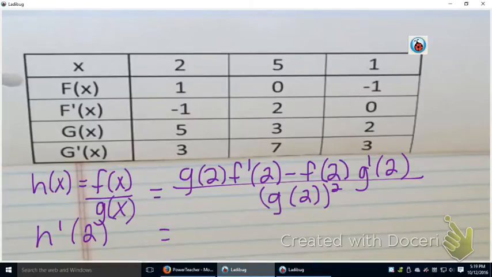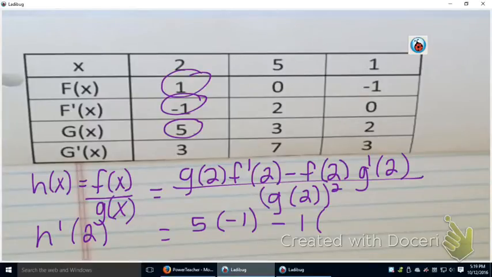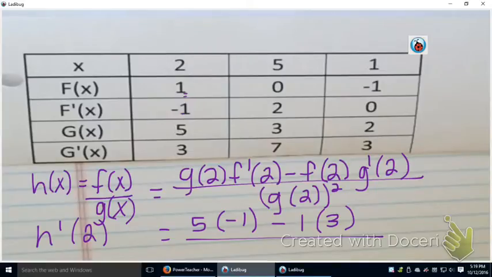G of 2 is 5. F prime of 2 is negative 1. F of 2 is 1. G prime of 2 is 3. And then on the bottom it's G of 2 squared. So I'm going to go to G of 2, which is 5, and I square it. So I'm going to get 5 times negative 1, which is negative 5. Negative 5 minus 3 is negative 8. 5 squared is 25, so there's my answer.